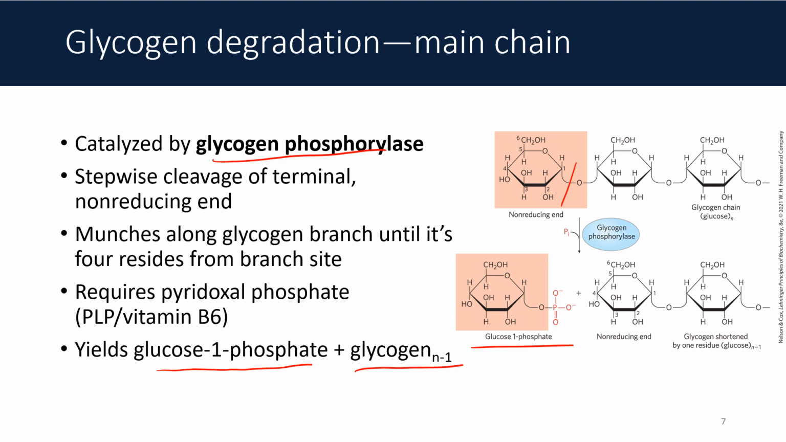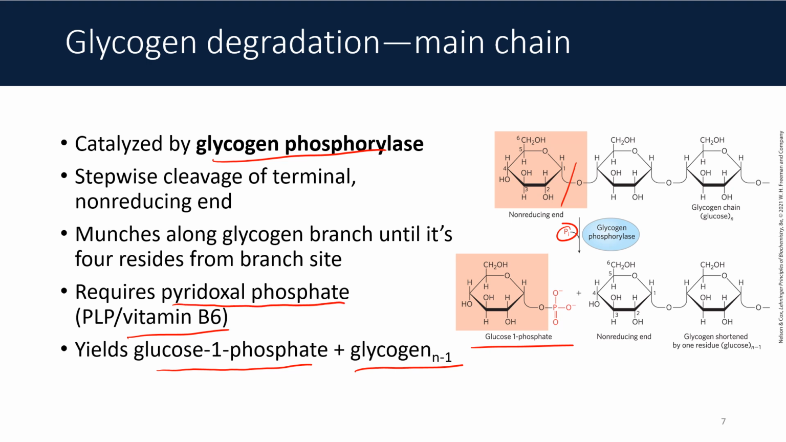And the mechanism by which it does this, we won't go into. It's frankly not super well understood, but we do know that it contains vitamin B6 as a cofactor that helps activate this inorganic phosphate to help shove it in and break the glycosidic bonds. And vitamin B6 is also known as pyridoxal phosphate.